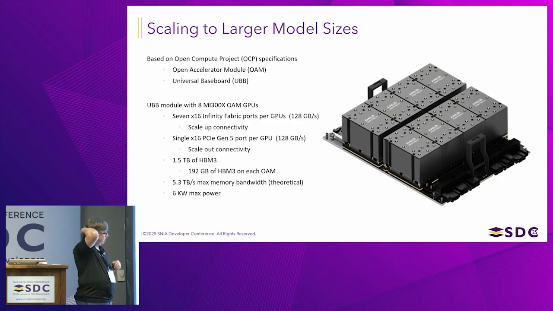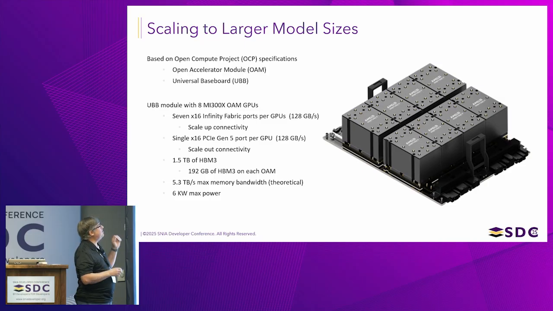There's 192 gig of HBM3 on each GPU. And OAM is just a GPU. So it gives you about 5.3 terabytes per second max memory bandwidth. It also chews up about 6 kilowatts of power, which means air cooling this thing, we're right at the limit. If we go any higher, we've got to figure out how to liquid cool these things, or we have to figure out how to spread them apart so that you can get more air through the system.